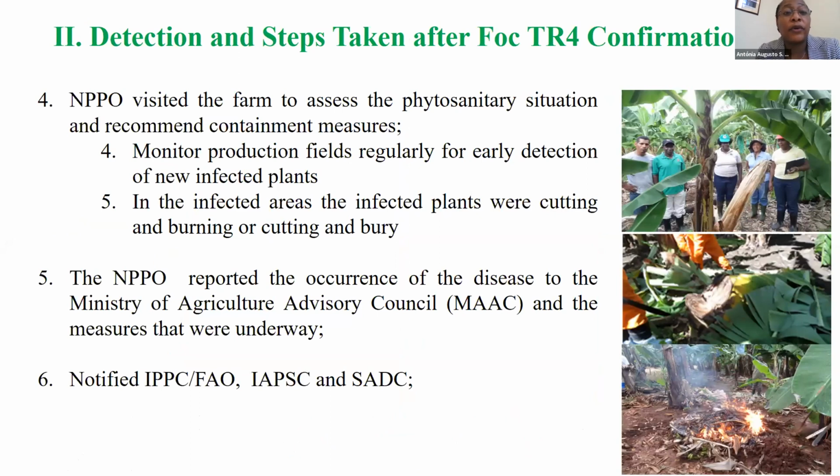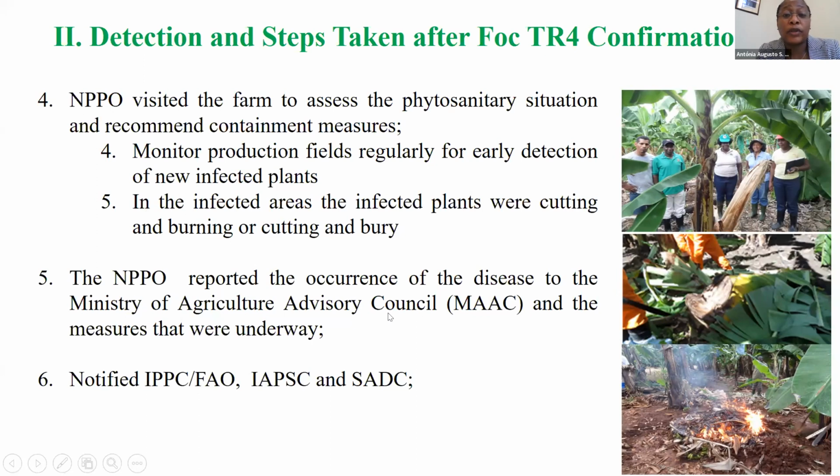After that, the NPPO visited the farm to assess the phytosanitary situation and recommended containment measures, such as monitoring production fields regularly for early detection of new infected plants, according to ISPM number 6. In the infected areas, the infected plants were cut and burned, or cut and buried.